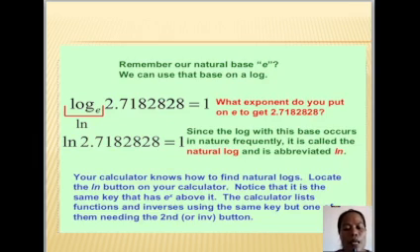Since the logarithm with this base occurs in nature frequently, it is called the natural logarithm and is abbreviated LN, and you can find it in your scientific calculator. When your calculator knows how to find natural logarithms, locate the LN button and notice that it is the same key that has e to the power x above it. The calculator lists functions and inverses using the same key, but one of them needs the second or inverse button.